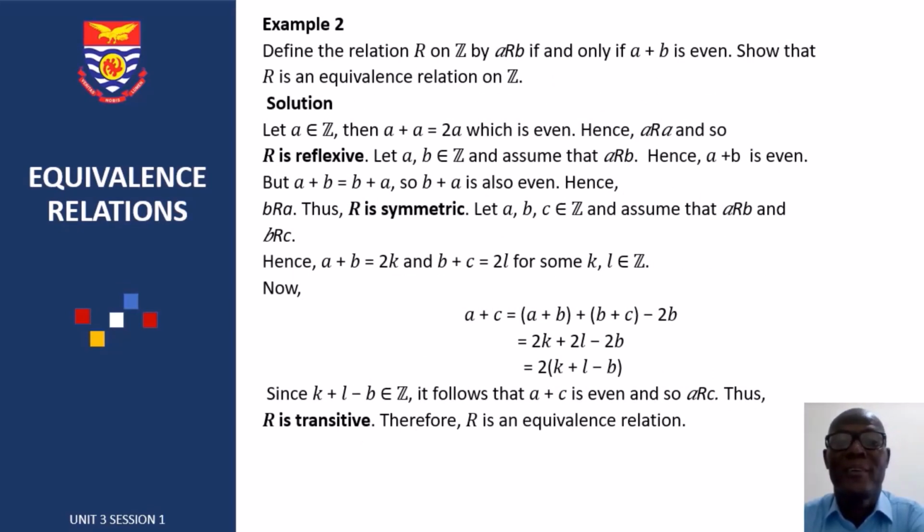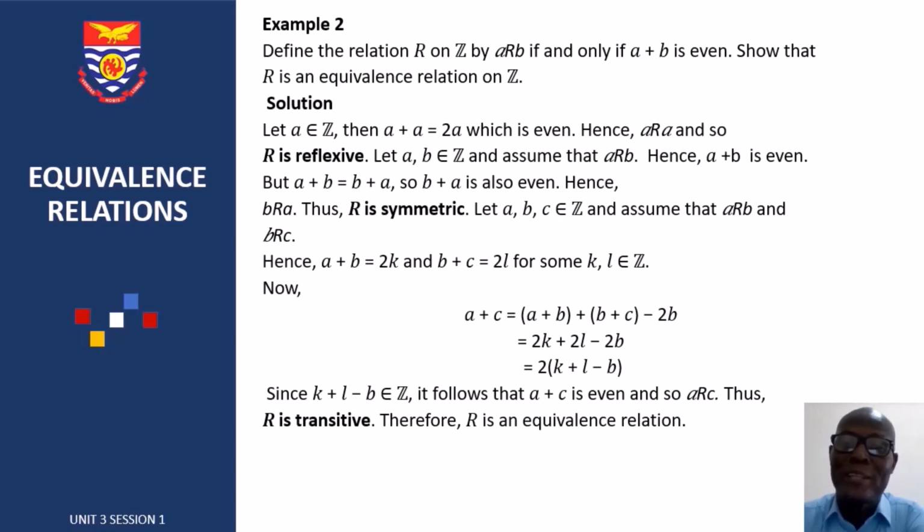Example 2. Define the relation R on Z by A is related to B if and only if A plus B is even. Show that the relation R is an equivalence relation on the set of integers Z. To show this, we must prove that the relation is reflexive, symmetric, and transitive.